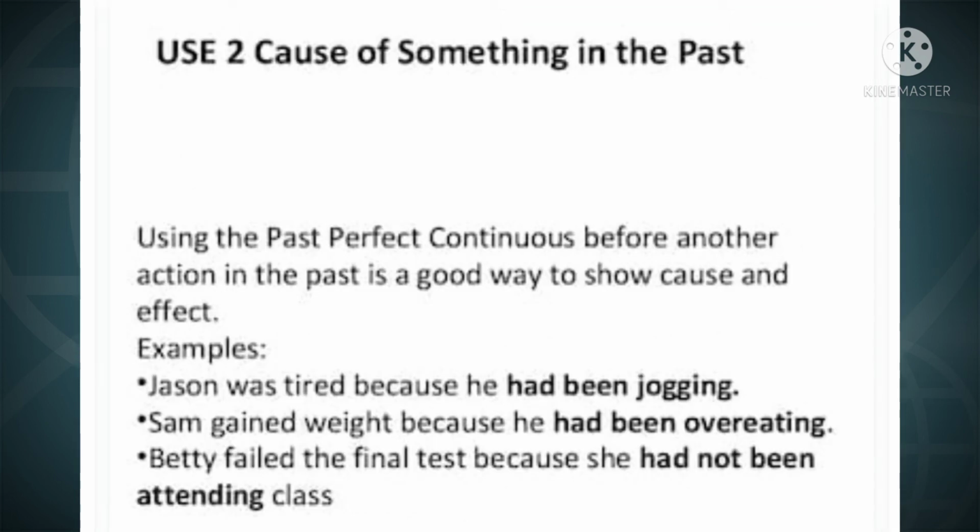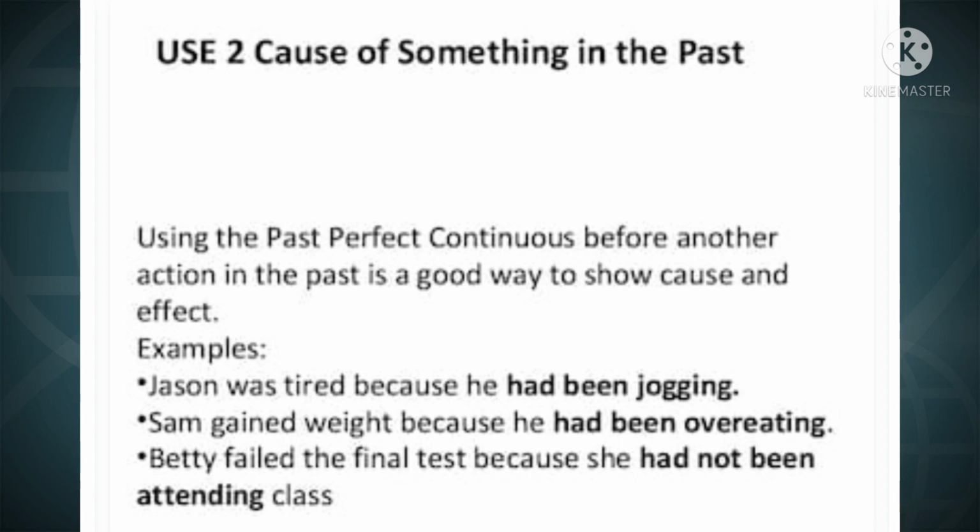The second rule is using the past perfect continuous before another action in the past is a good way to show cause and effect. For example, Jason was tired because he had been jogging. Okay, he had been jogging, that was a continuous action that continued in the past, and so he was tired. See, simple past and past perfect continuous. Normally these two will be used together, the past perfect continuous for the continuous action, and as a result of something that had happened, you will use simple past. Okay, and he had been jogging, continuous action, was tired, that is a momentary action.